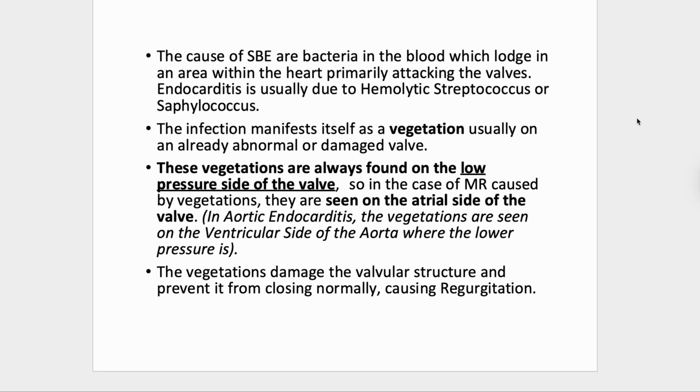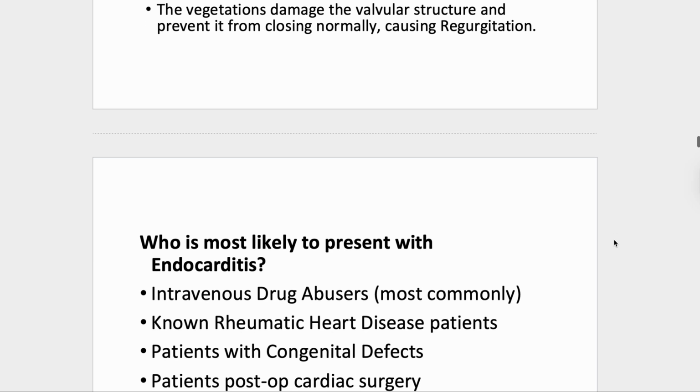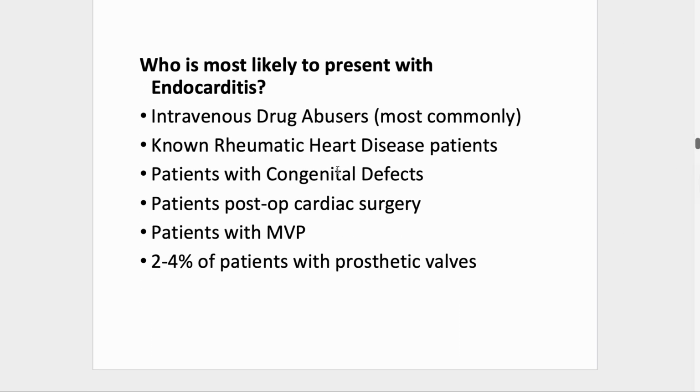We'll talk about vegetations and prosthetic valves next week, so I'm not going to get too much into this. But the infection, once again, can manifest itself as a vegetation, which is like this little gross flailing thing on the edge of a valve that is actually bacteria. People who may present with this are, most commonly, IV drug abusers, patients with rheumatic heart disease, and any patients with anything wrong with their valves already. They're more likely to end up with this disease.